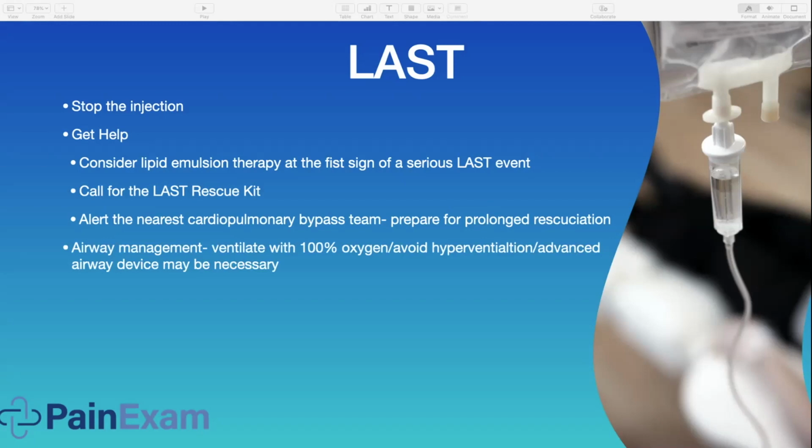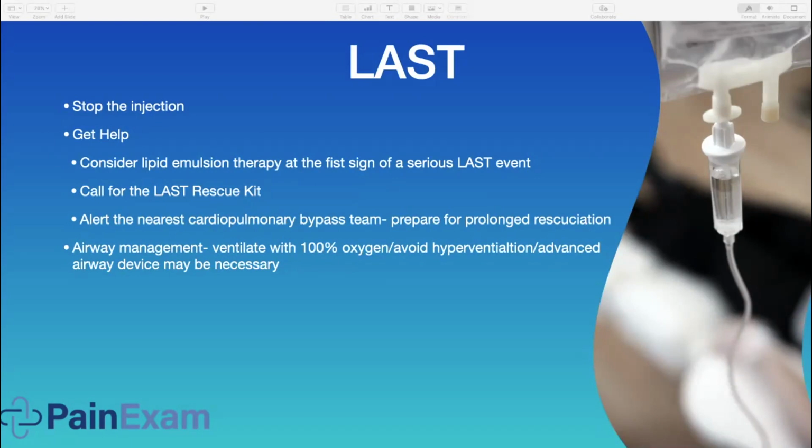If you suspect there is a cardiovascular collapse or you need to resuscitate the patient, ask for EMS to take the patient to the hospital with the nearest bypass team, because this may be a prolonged resuscitation. The bupivacaine binds to the cardiac cells, and therefore it can take a long time to dissociate. Intralipid can act as a substrate to reduce the binding and help with the patient's resuscitation.